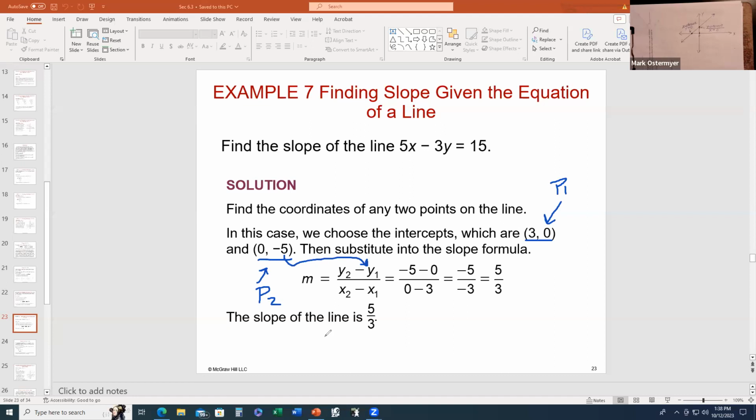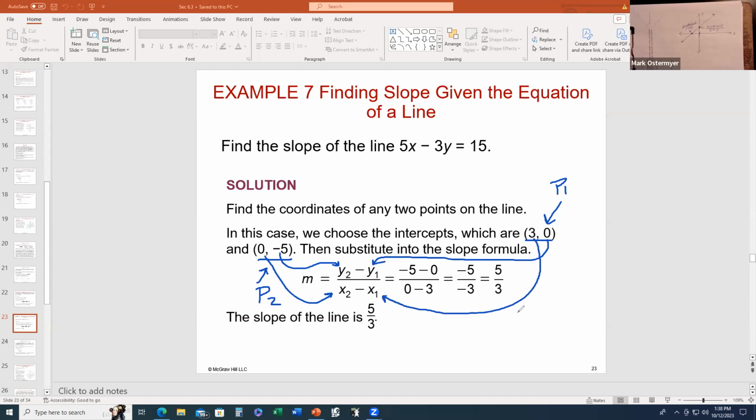Wait a minute. Wrong place. So in for Y sub 2, -5 goes in right here. There you go. In for Y sub 1 would go what? 0. Drops in there. In for X sub 2 would go what? 0. And in for X sub 1 would go 3.